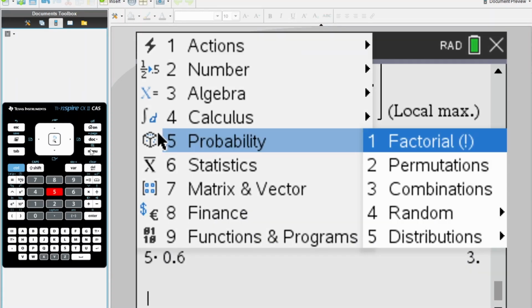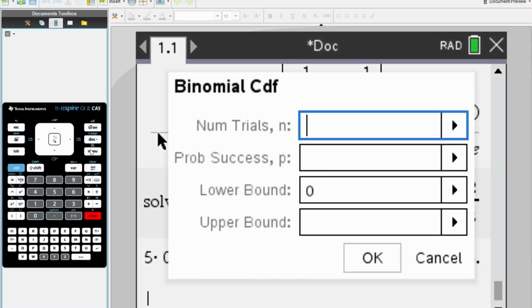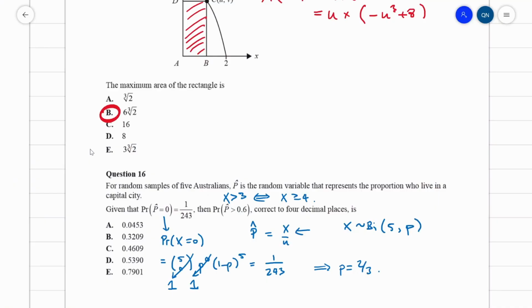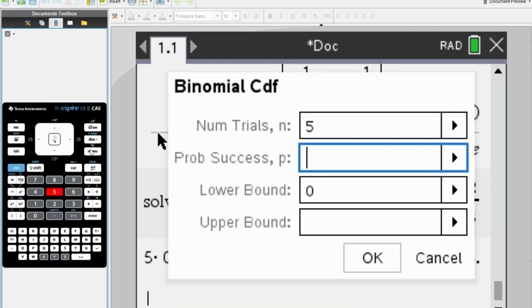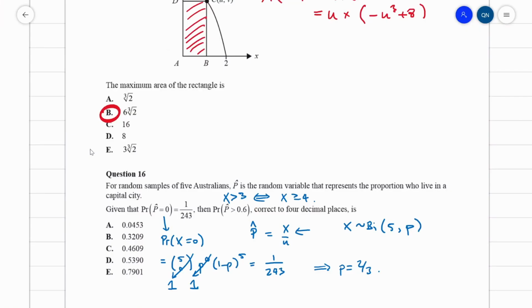Not too tricky to do. Just go to binom CDF, and we'll go to number of trials. That's going to be 5. Probability of success is 2/3. Lower bound is 4, upper bound is 5, and it's going to be 0.46 or something. So it's going to be option C.